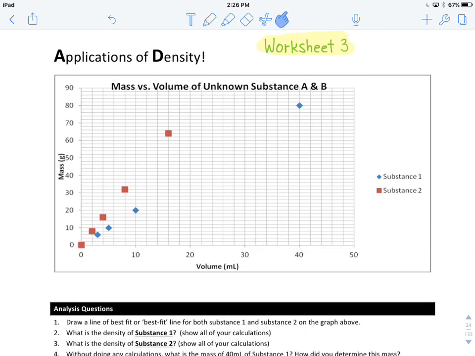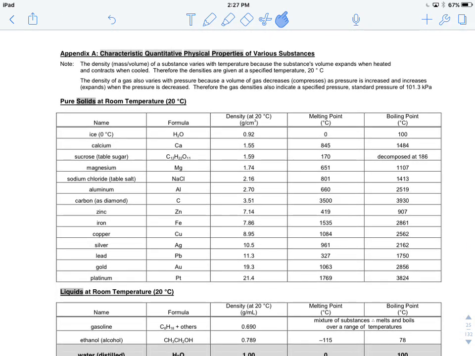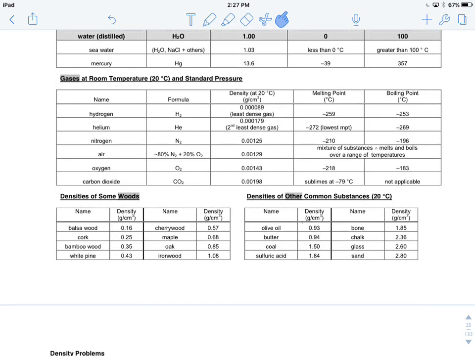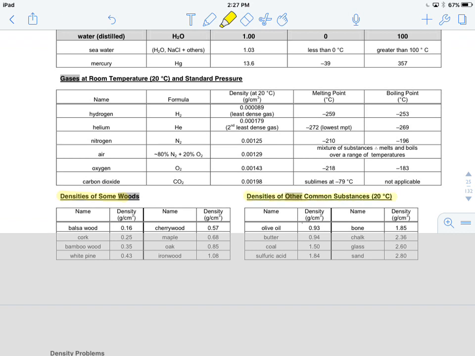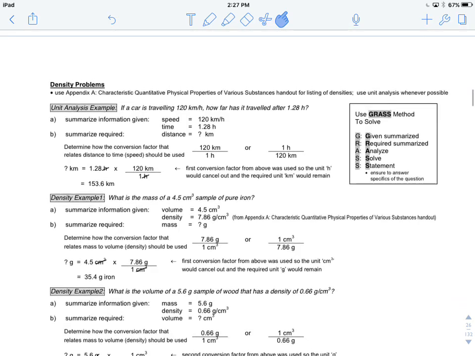The very last page in this is a table of characteristic quantitative physical properties that goes with the density stuff. This is an important table because it gives you a whole bunch of densities, densities of wood, densities of other common substances, and those are all down here. So it loosely goes with that. Depending on your version of the notes, you may have a repeat. There's no reason for that other than my mistake.